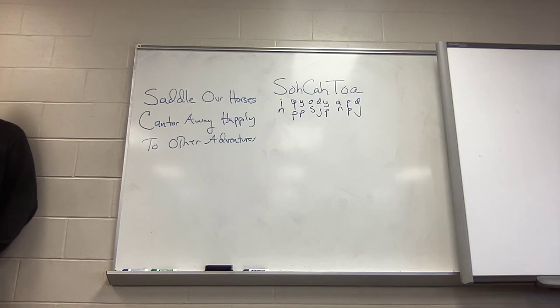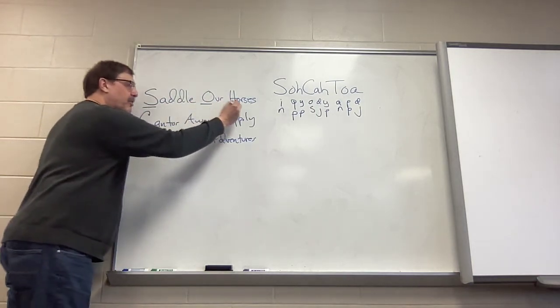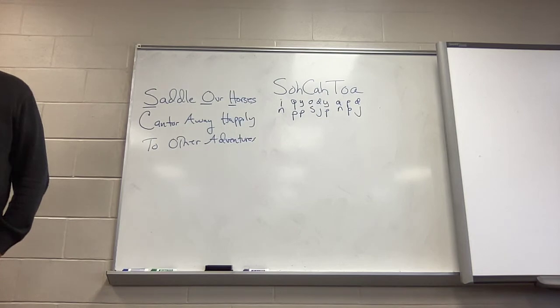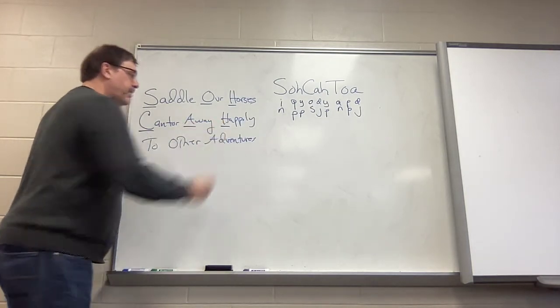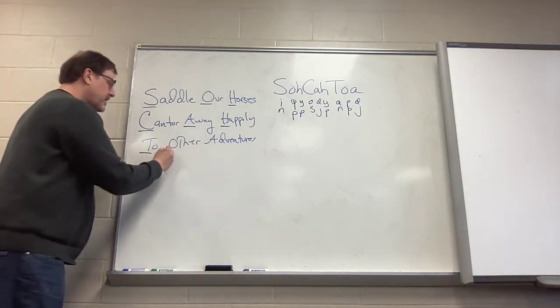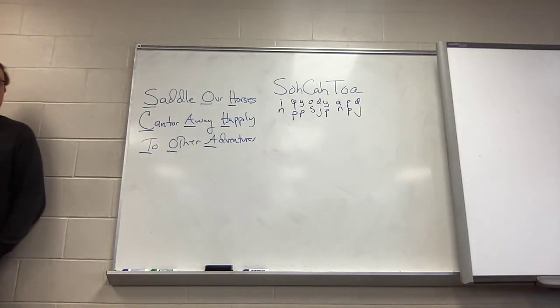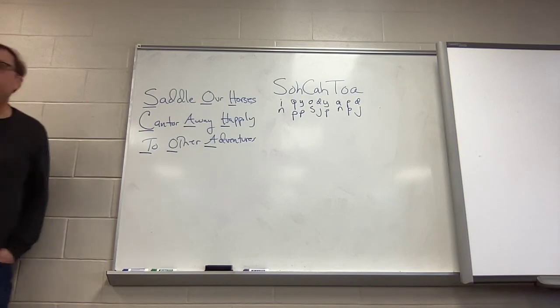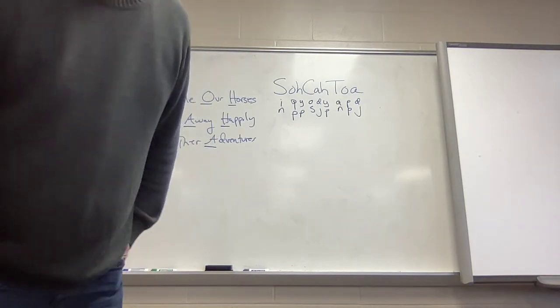I said, what are you talking about? And he said, saddle our horses: sine is opposite over hypotenuse. Canter away happily: cosine is adjacent over hypotenuse. Tangent is opposite over adjacent. Oh my goodness. You now have 3 ways that you could memorize.